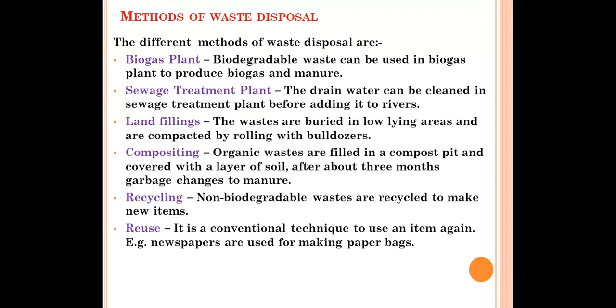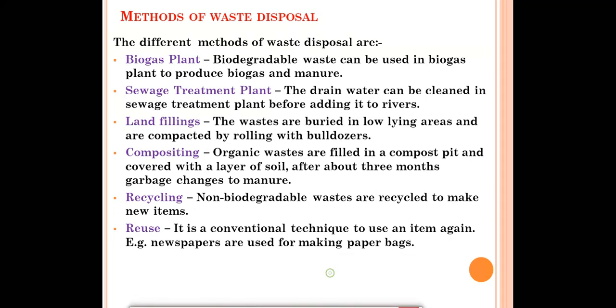Now, what are the methods of waste disposal? In this topic, we'll read about the different methods of waste disposal. The first point, we have biogas plant. Okay, what is biogas plant? Biodegradable waste can be used in a biogas plant to produce biogas and manures. Means the cow dung, etc. can be used in the biogas plant to produce biogas and manure, which are used in many ways, right?